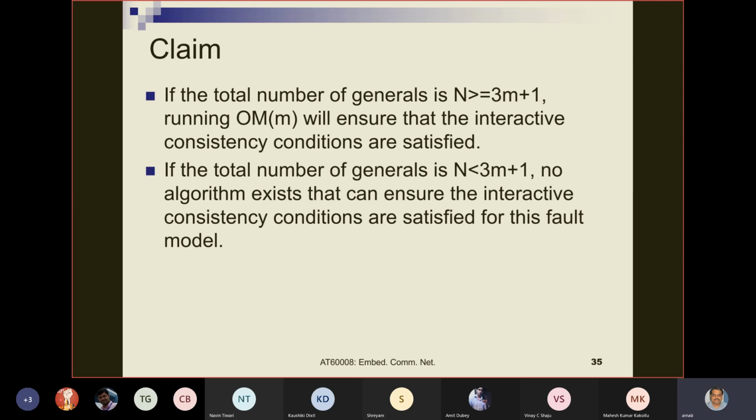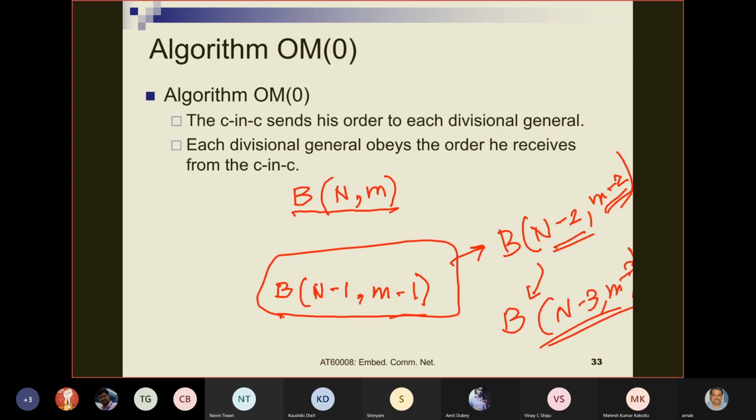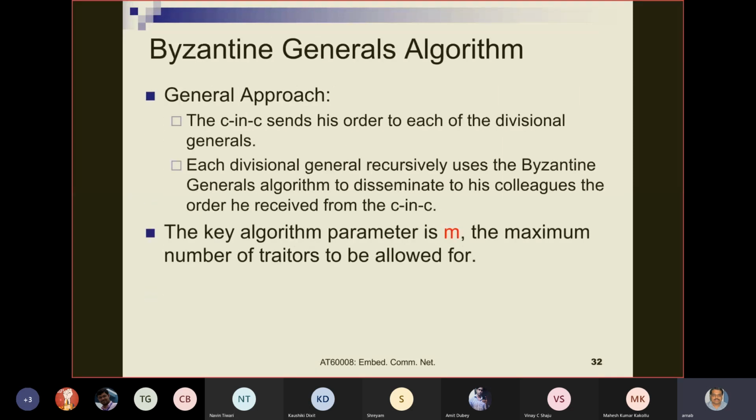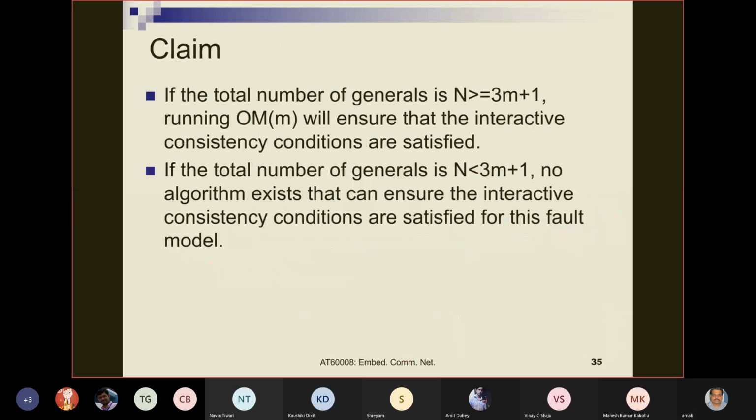If the total number of generals n is greater than or equal to 3m plus 1, then running OM(m) will ensure the interactive consistency conditions. What are the interactive consistency conditions? These two: all loyal generals must agree on the same plan of action, and if the commander-in-chief is loyal, the loyal generals must obey his order. So these two conditions will be satisfied, as I told you. However, if n is less than 3m plus 1, then no algorithm exists that can ensure the interactive consistency conditions for all cases.